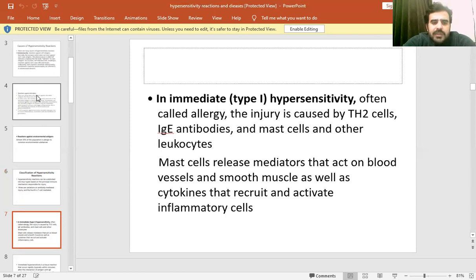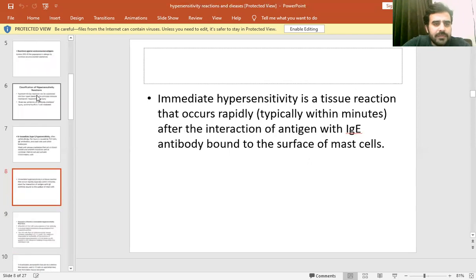In this case, what is happening? Mast cells will release mediators or chemicals. They will act on the blood vessels and smooth muscles, and the cytokines will cause the activation of other inflammatory cells, and this is how they cause the tissue injury. Let's discuss it again. It is a tissue reaction that occurs rapidly, within minutes, after the interaction of antigen with IgE that is bound to the surface of the mast cells.